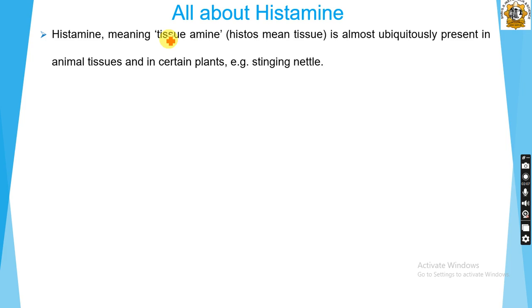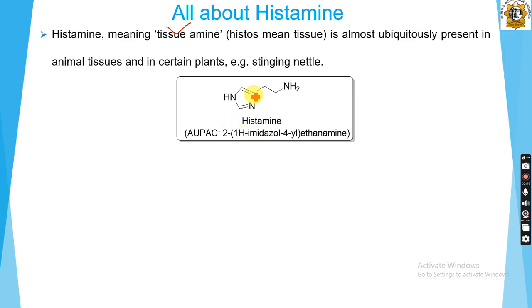Histamine comes from histos, which means tissue. It is almost ubiquitously present in animal tissue, in certain plants, and in stinging nettles. So this is your histamine. If you see carefully, it is made up of two parts: this is ethylamine and this is imidazole.